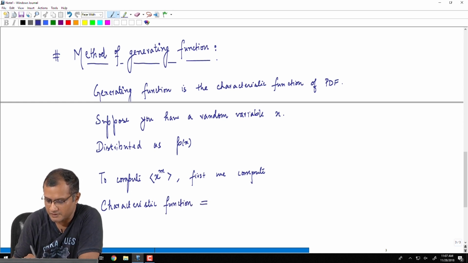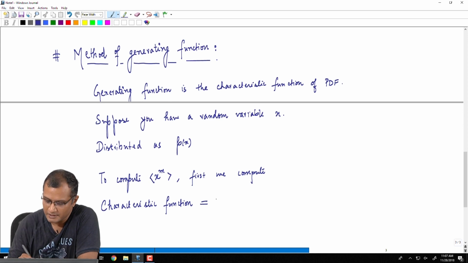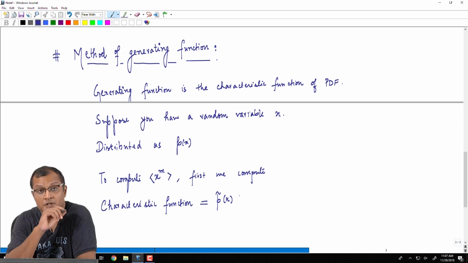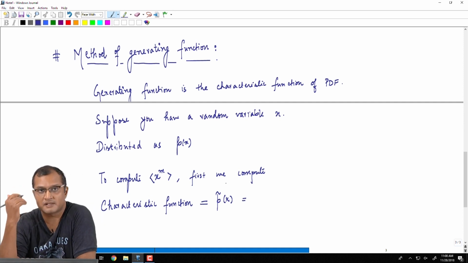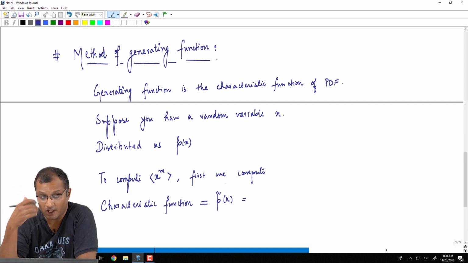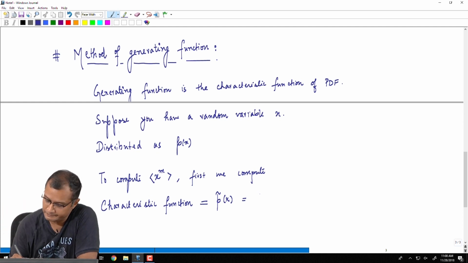Okay, so this is the definition. The characteristic function, I will call it the Fourier transform of the PDF. So our P of x is transformed to P tilde of k, where the tilde just denotes that this is a Fourier transform, an amplitude of the original function P of x.